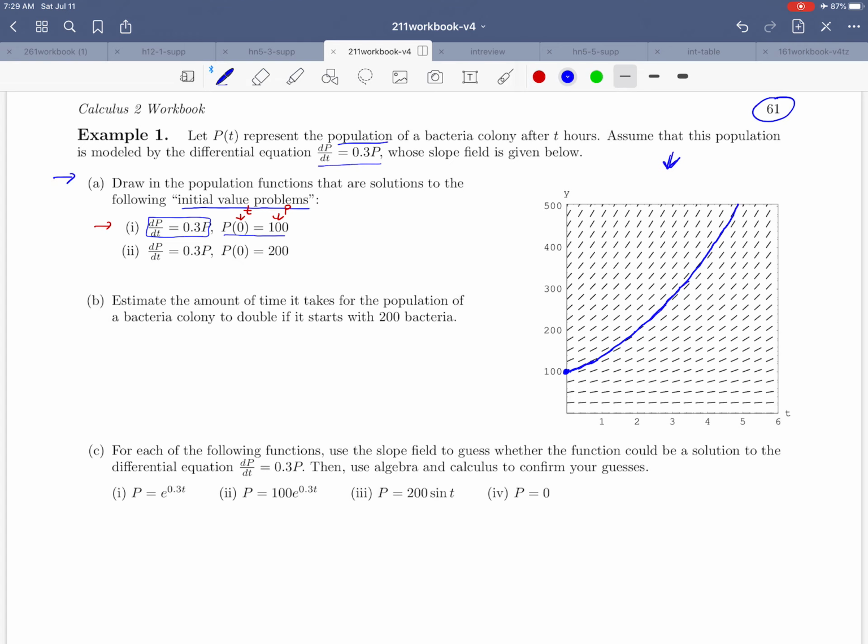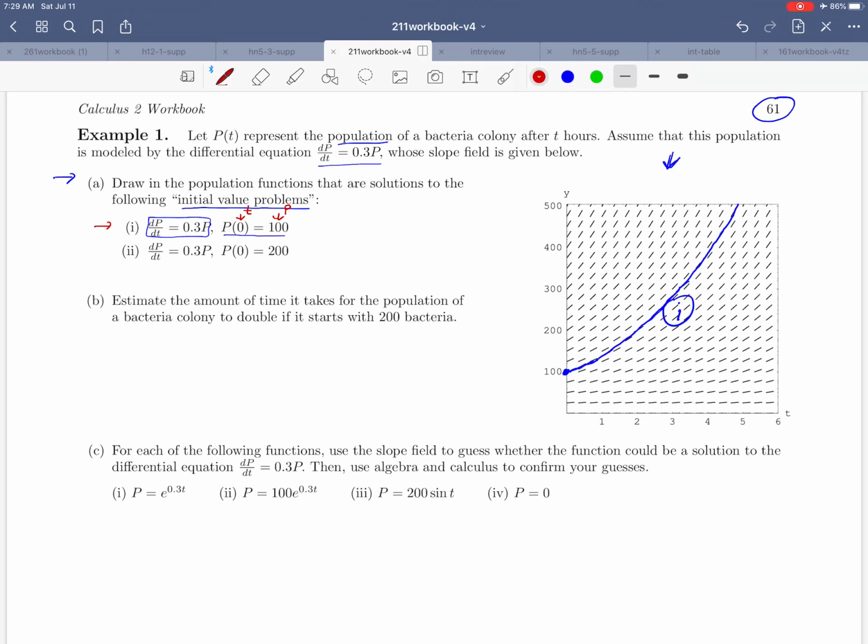Okay, so roughly speaking then, that curve that we just drew is what the population function would look like, roughly, if we started with a population of 100. And we can see that it increases and it's concave up. It gets steeper as we go out because our slope field lines are getting steeper.